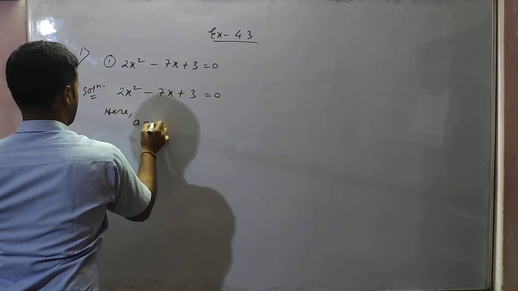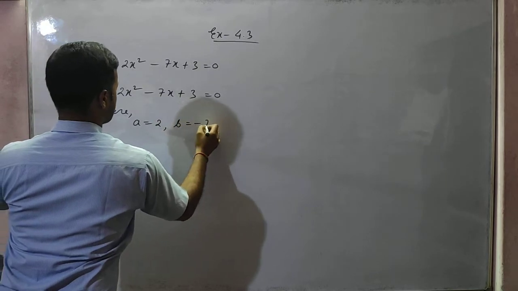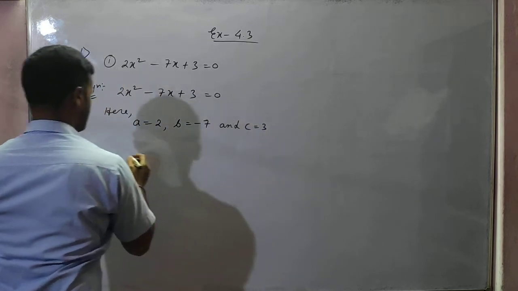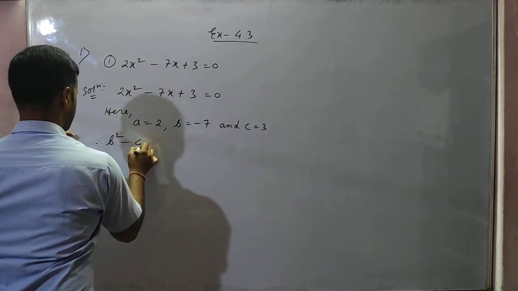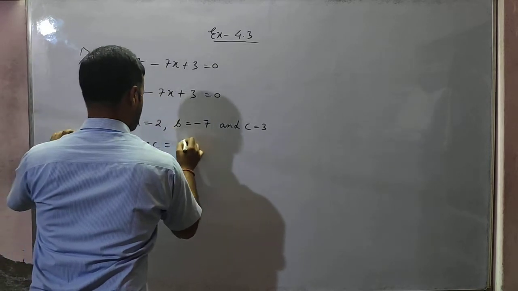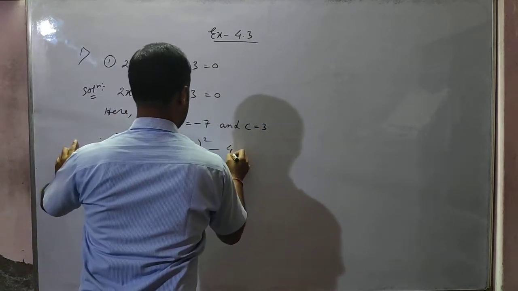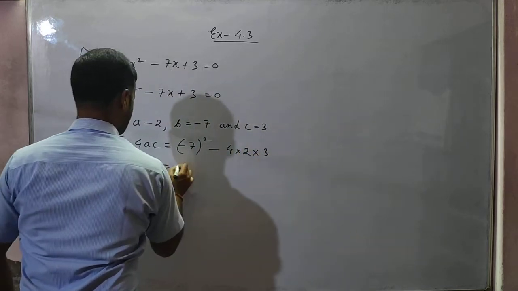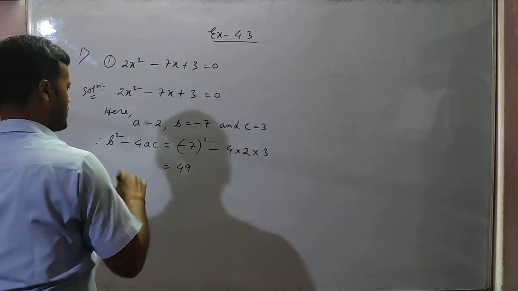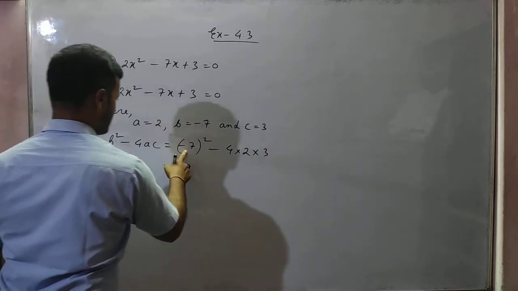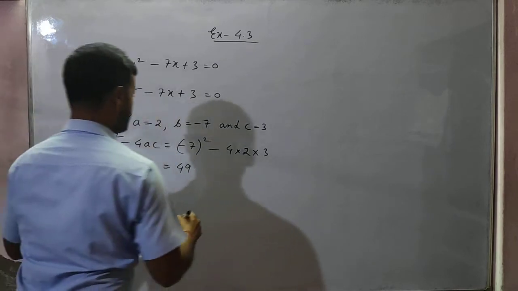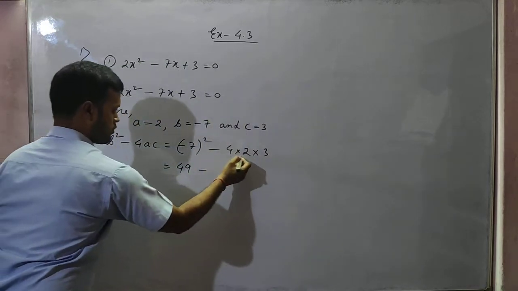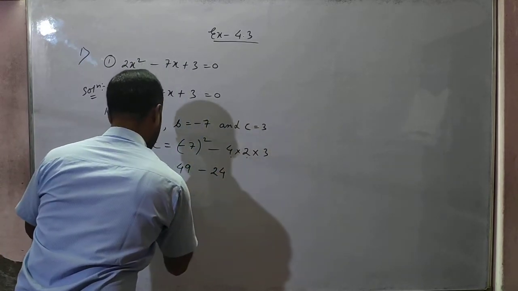Here a is equal to 2, b is equal to minus 7, and c is equal to 3. Therefore b square minus 4ac. So b square minus 4 into a into c. Minus 7 square will become 7 into 7, 49, and 4 2s are 8, 8 into 3, 24. So 49 minus 24 is 25.